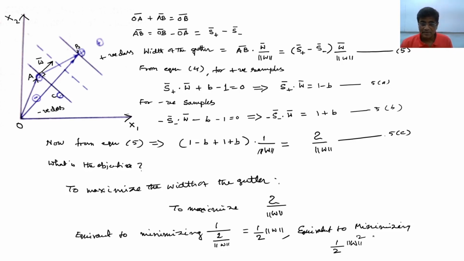So we have ended up, from very simple geometry, with our objective to minimize half W square. W is the parameter which is defined here. And if I can do that, then given an example, the gutter width will be maximum. So we'll start from here in the next class and completely formulate the classification problem as a constrained quadratic optimization problem, and then we'll solve it.